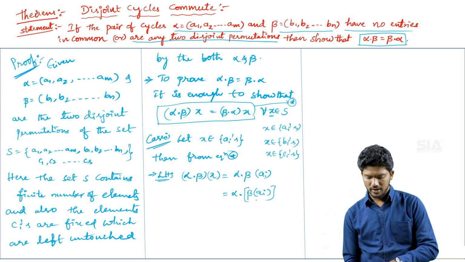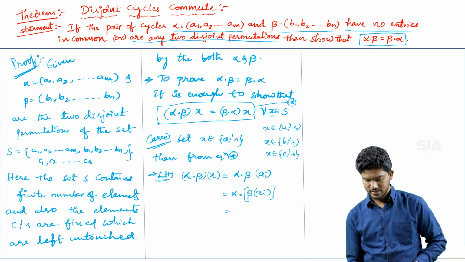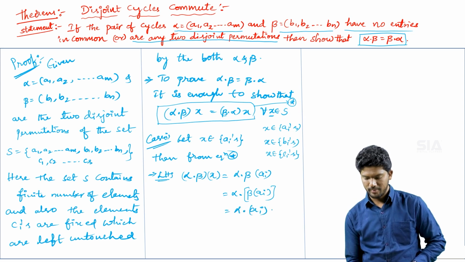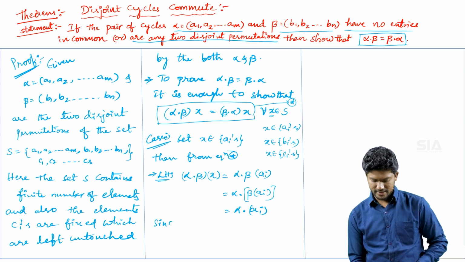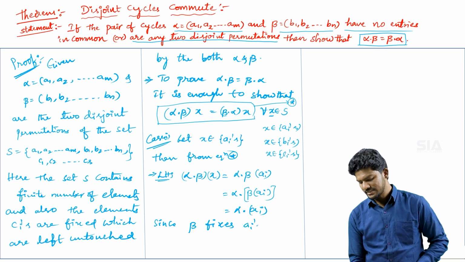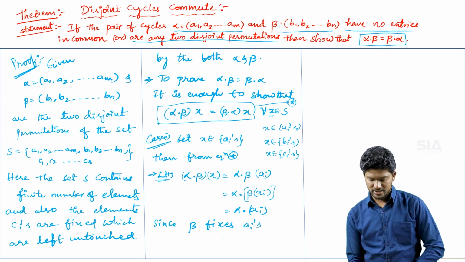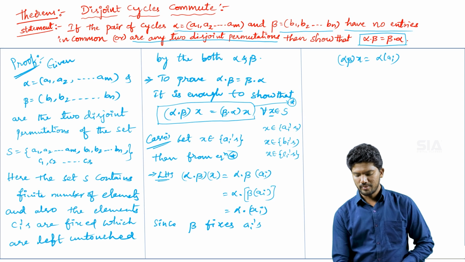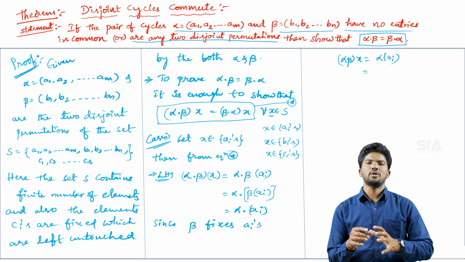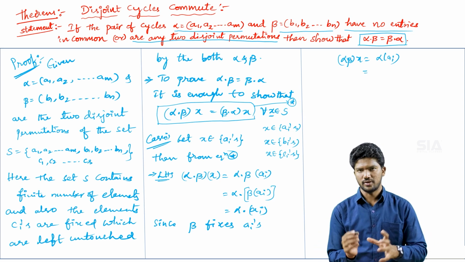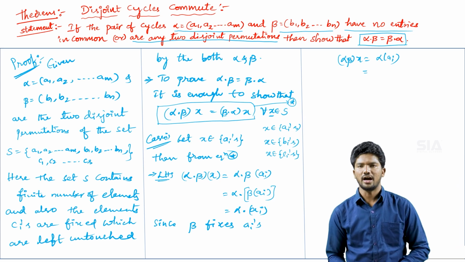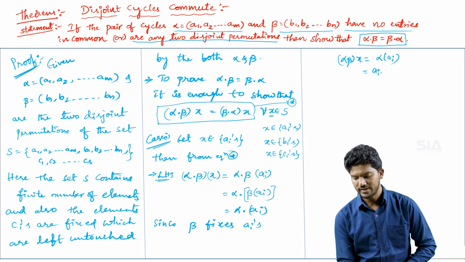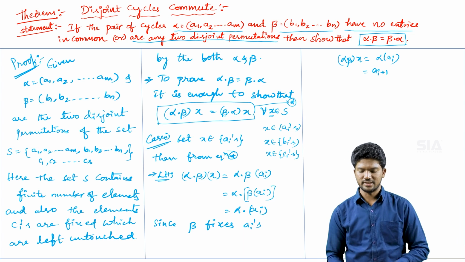So now here beta into ai you can write as it is, alpha into ai. Why? Because beta fixes a suffix i's. So in the next step you can write alpha into beta into x is equal to alpha into ai. From one of the known theorems, that every permutation can be represented as disjoint cycles, you can write the direct formula alpha of a suffix i is equal to a suffix i plus 1. That is the LHS value.